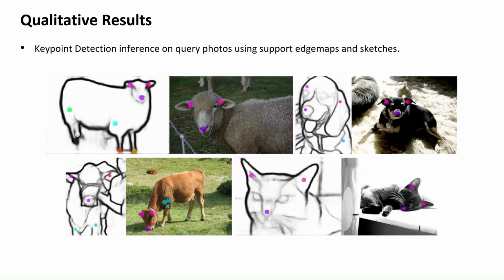Here we showcase some visualization of the inference of our few-shot framework on query photos along with support edge maps and real sketches.